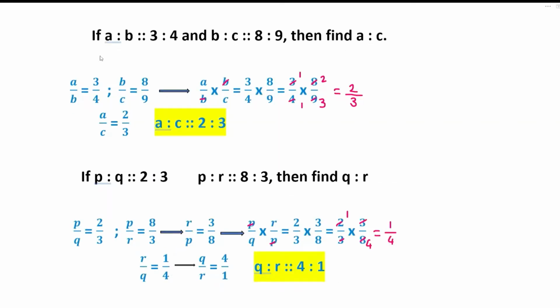Now A is to B means A upon B. B is to C means B upon C. So if I multiply A upon B and B upon C, B will get cut, it will get eliminated, right? And we will be left with A and C. So the same thing I am going to do.